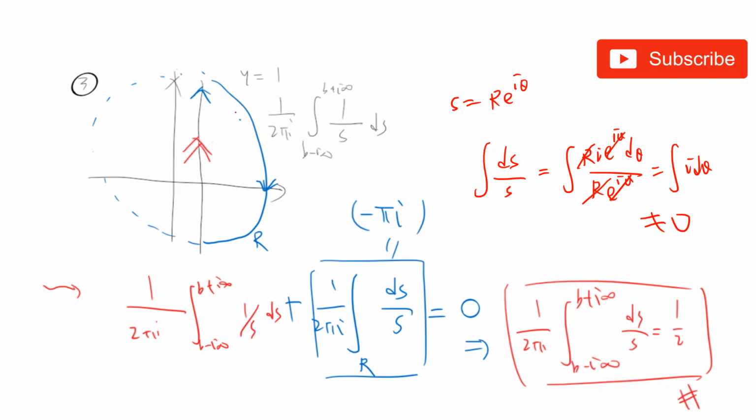So you see this green plus this red plus this blue will be 0 by the previous one. But for this blue one, if r goes very large, then this is just a half circle. So this will be negative πi. Why negative? Because this is clockwise, and the 2π in the positive direction is counterclockwise. So this is negative πi divided by 2πi, so it's easy to see this is a half.